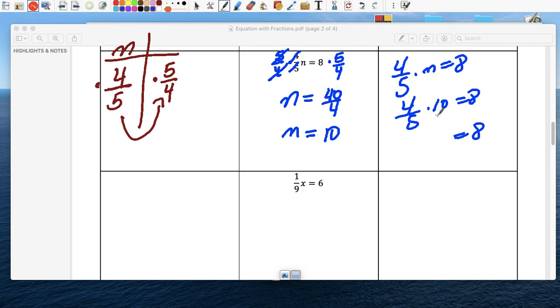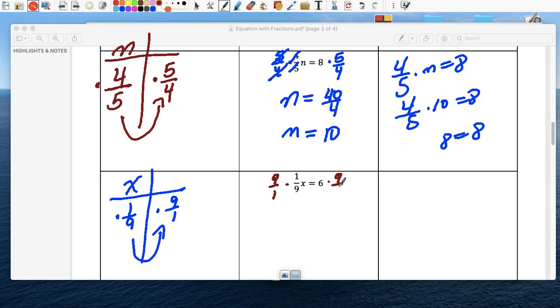So 4/5 times 10, well, 4 times 10 is 40. 40 divided by 5 is 8. And that proves our solution is correct. Here's my variable x, and it's being multiplied by 1/9. The reciprocal of 1/9 is 9 over 1, and that's what we're going to multiply both sides by. So multiply this side by 9 over 1, and multiply this side by 9 over 1.